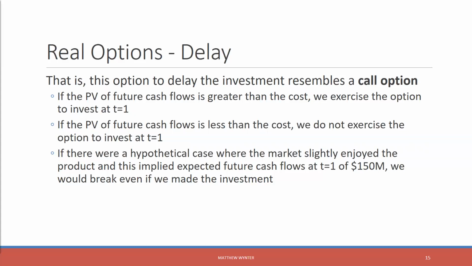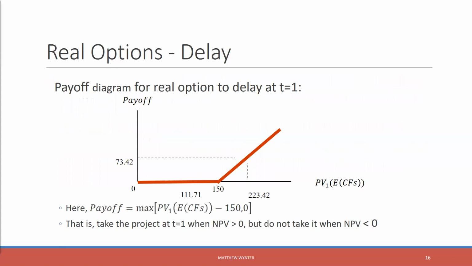If there were a hypothetical case where the market slightly enjoyed the product, and this implied expected future cash flows at time t equal 1 of 150 million, we would break even if we made the investment. So this very much resembles a call option. Why? Okay. On our horizontal axis, we have the expected payoff from our cash flows. And on our vertical axis, we have the payoff from exercising our actual option.